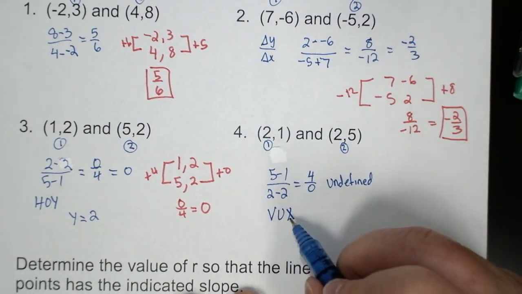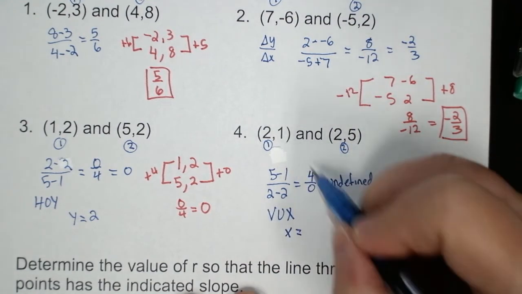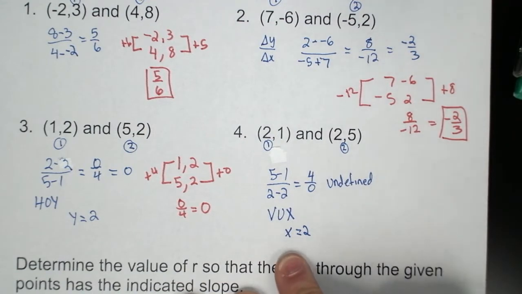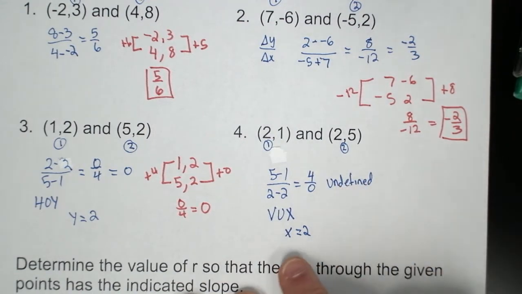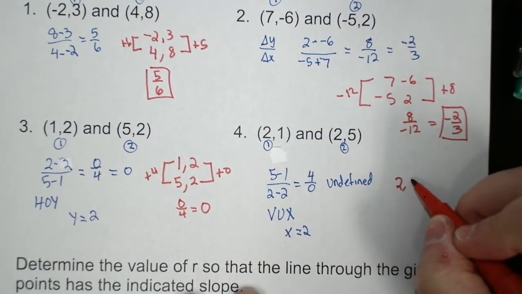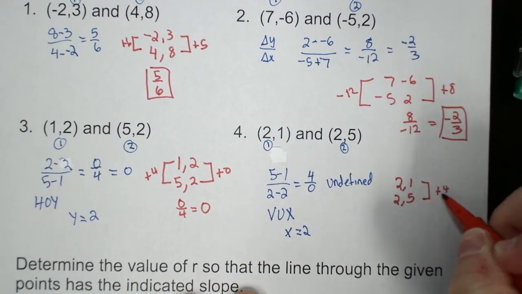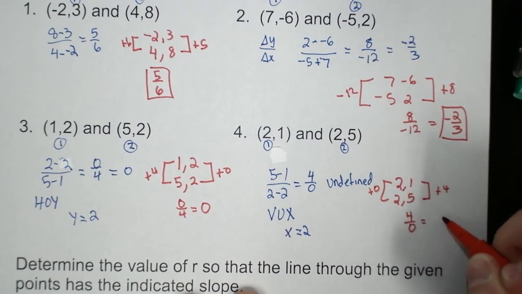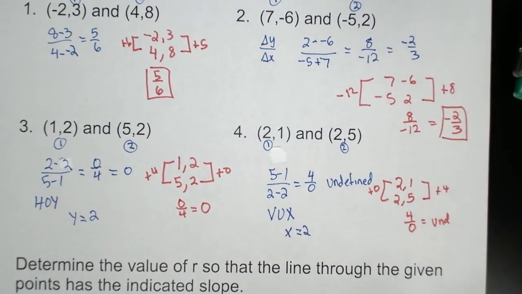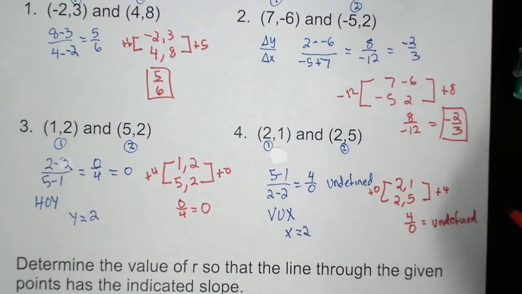You should also think that that's a vertical line. Vertical line, undefined slope, x equals a number. And I go x is, and it's 2 all the time. So now I have the equation of the line. If it asks for slope, you say undefined. If it asks for the equation of the line, you say x equals 2. Other method: add 4, add 0, 4 over 0 equals undefined.